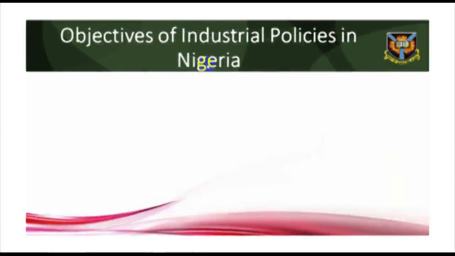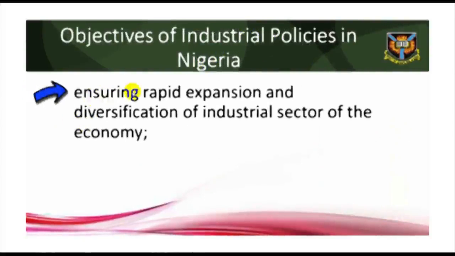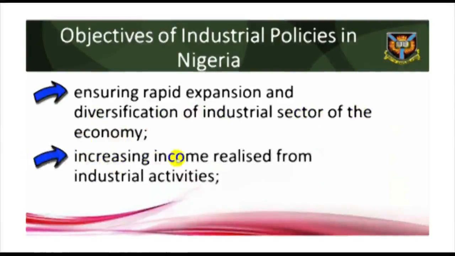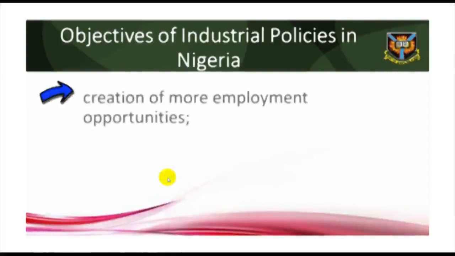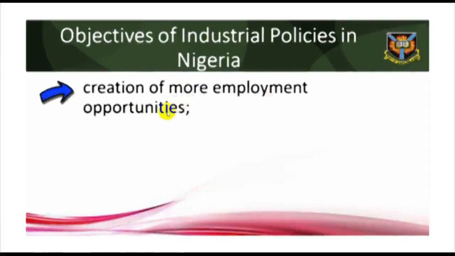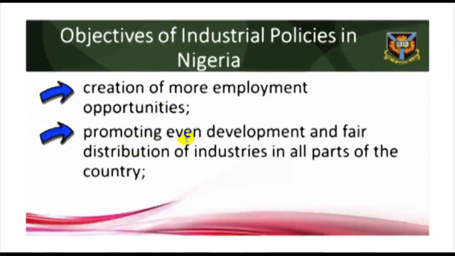Objectives of industrial policies in Nigeria. 1. Ensuring rapid expansion and diversification of industrial sector of the economy. 2. Increasing income realized from the industrial activities. 3. Creation of more employment opportunities. 4. Promoting even development and fair distribution of industries in all parts of the country.